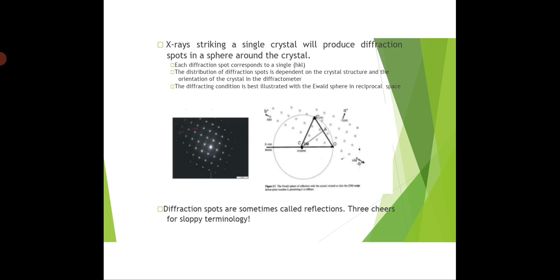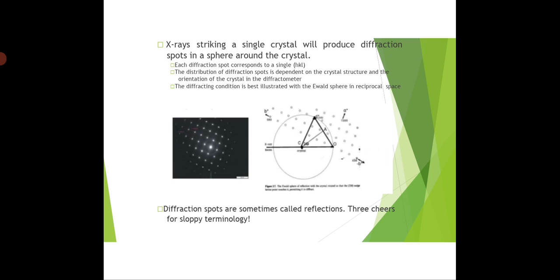An X-ray beam striking a single crystal will produce diffraction spots in a sphere around the crystal. Each diffraction spot corresponds to a single HKL. The distribution of diffraction spots is dependent on the crystal structure and the orientation of the crystal in the diffractometer. The diffracting condition is best illustrated with the Ewald sphere in reciprocal space.